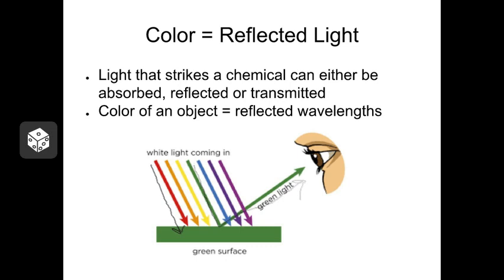Now, the amount that is reflected results in our vision. So, for instance, this object looks green in color. So what's happening is that the green wavelengths of light are being reflected by this object. So they are reflected up to our eyes, and thus we sense that this object is green. The other colors of light, the other wavelengths of light, are being absorbed by the object. So we don't see those colors of light.